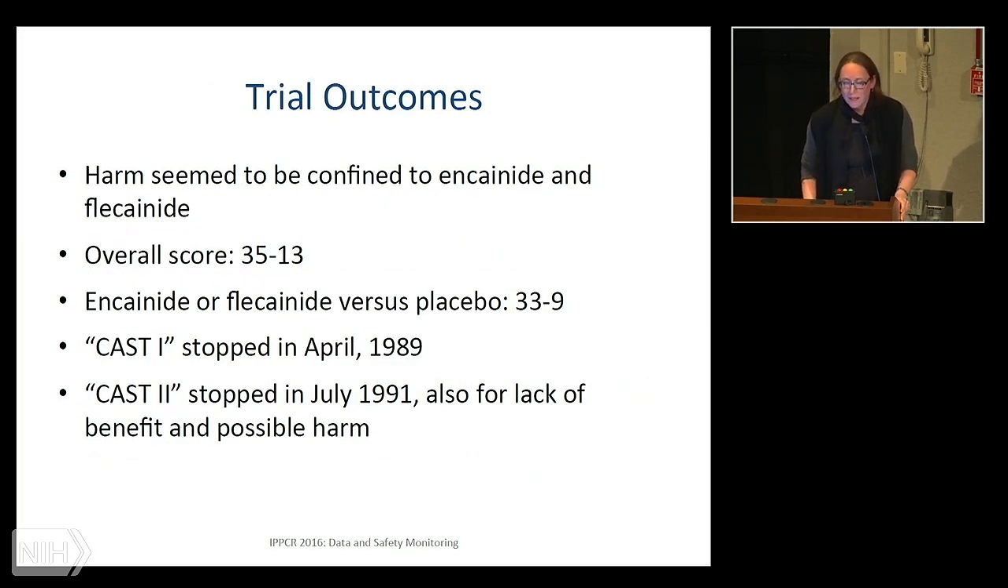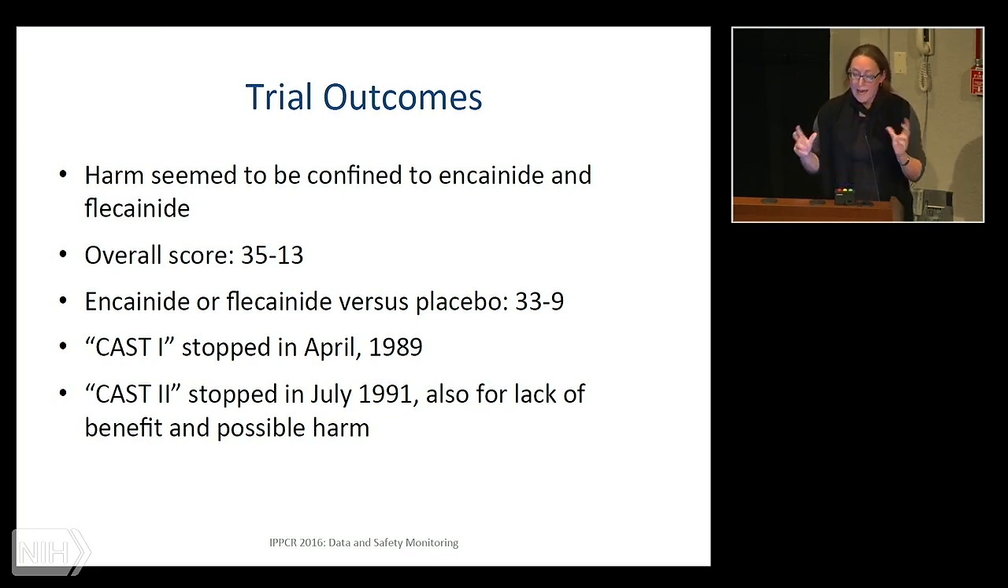And it turned out early on that there were 2 out of the 3 active drugs, encainide and flecainide, luckily the 2 I can pronounce, that were driving the difference. So each of the 3 actives had a matched control, and so the overall score was 35 events on the active, 13 on the placebo, and when they reduced it down to those on the encainide and flecainide versus placebo, it was 33 versus 9.